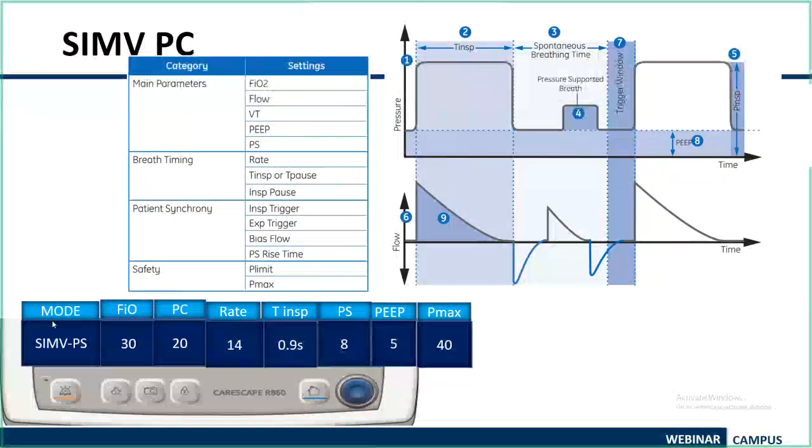So how to use an SIMV? You can gradually reduce the set rate, and the patient will start developing more spontaneous breaths. When you reach a very low controlled rate, you can move on to the CPAP mode or a completely spontaneous mode. But nowadays we won't use that.